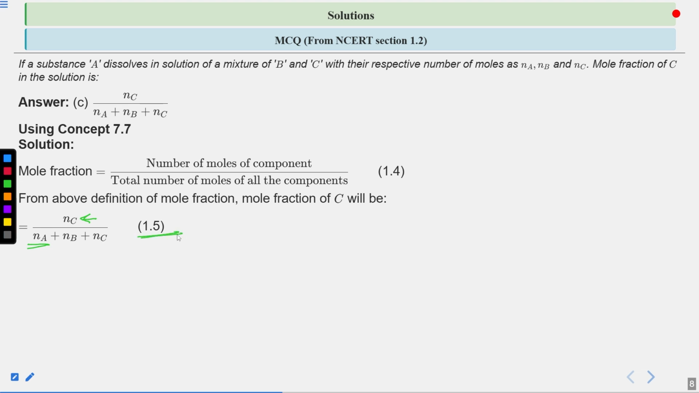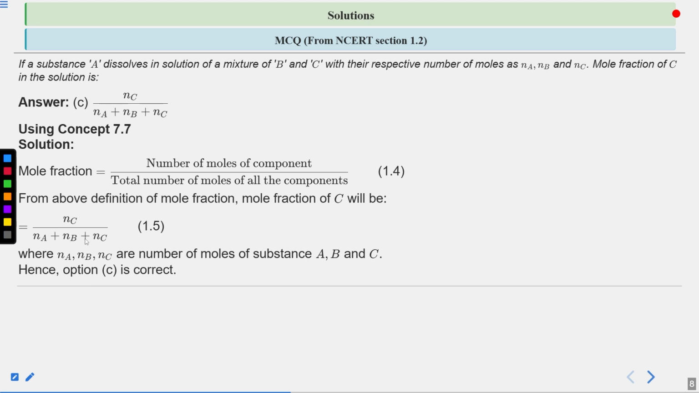You can also find this as equation 1.5 in the NCERT textbook. Na, Nb and Nc in this formula represent the number of moles of our substances A, B and C. Hence, option C is the correct answer as it represents the correct mole fraction of component C. Okay, moving on to the next question.